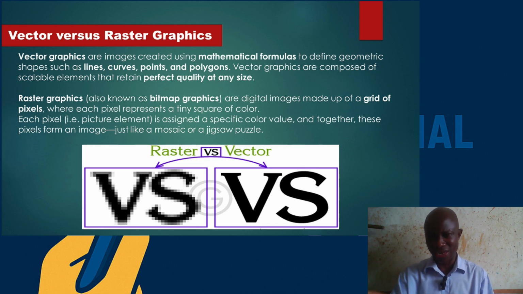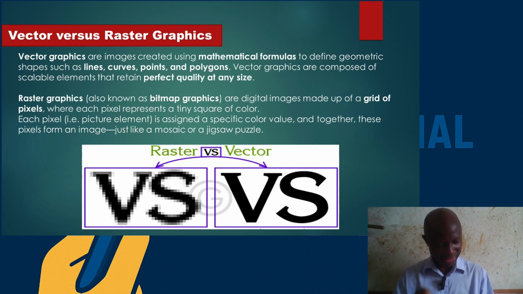You can try that on your laptop later after the end of this class. Take a small picture, expand it as much as possible. You discover the quality will be vanishing as you expand. That is raster graphic. Raster graphic is also known as bitmap graphic. Bitmap graphics are digital images made up of grids of pixels. What is a pixel? A pixel is a picture element. Picture elements like dots combined together to form an image, where each pixel represents a tiny square of color.